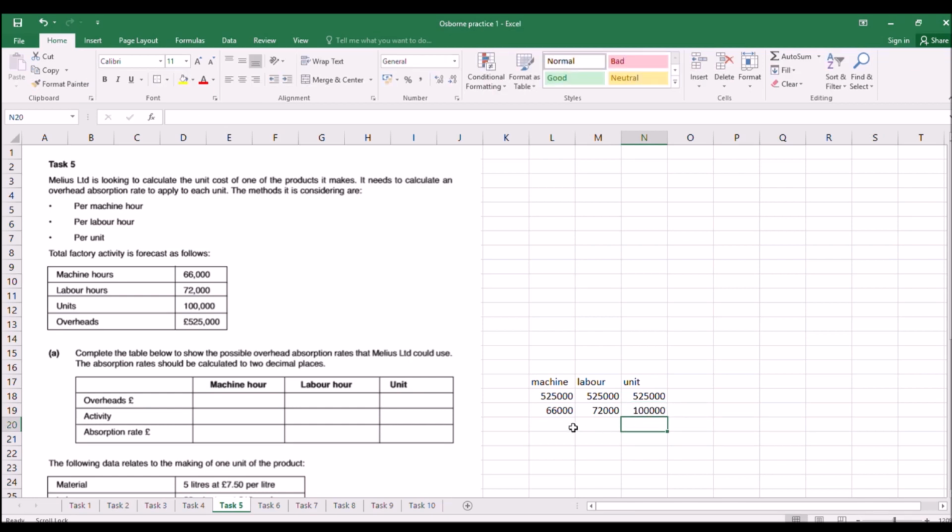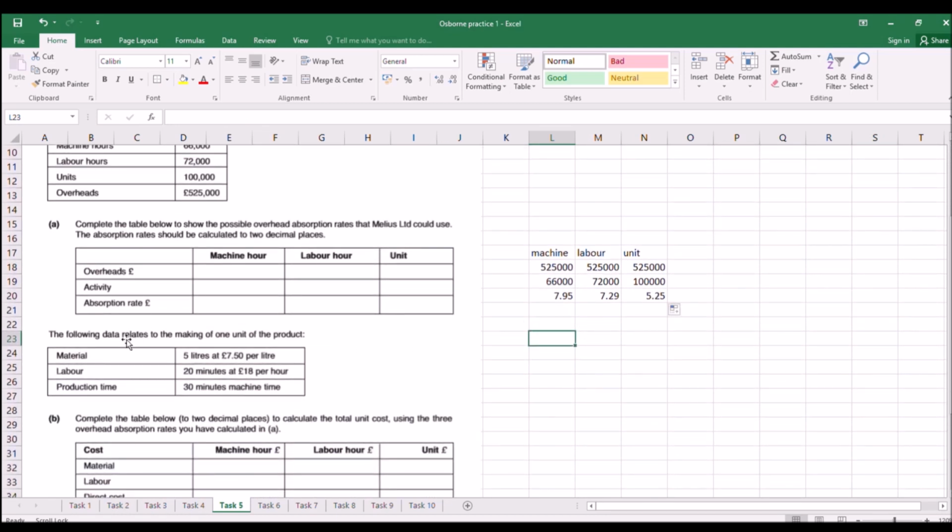So then our absorption rate is just the total overheads divided by whatever activity we decided to pick. So in this one, the machine hours, calculated to 2 decimal places. So let's put this to 2 decimal places. Okay, 7.95 will be the first one. And then the next one, 7.29, and that's one 5.25. Okay, so that's our opening bit.